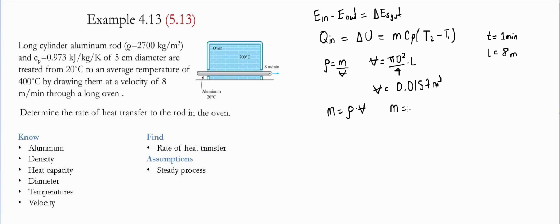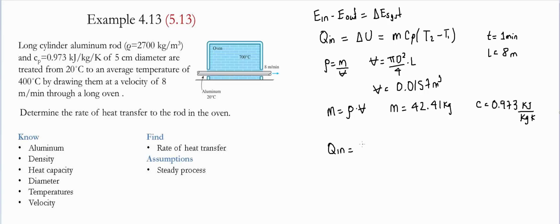We find that the value of the mass for this case is equal to 42.41 kilograms. Now we take the value of the mass and substitute it over here. We go to the back of the book and find the value of C for aluminum. The value of C is equal to 0.973 kilojoules per kilogram Kelvin.